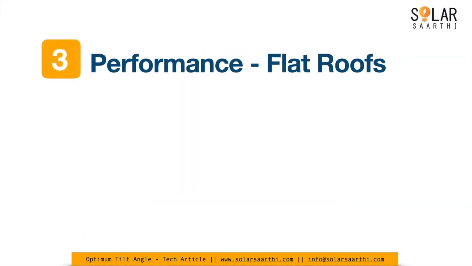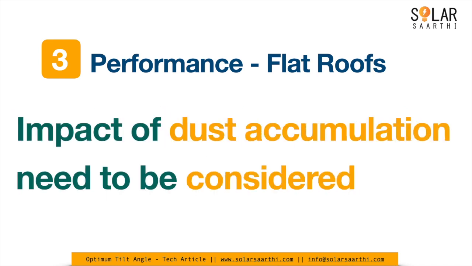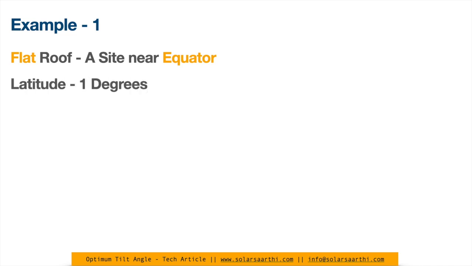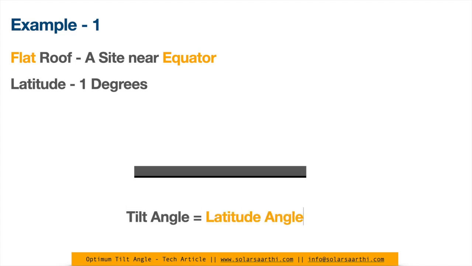The third is performance issues on flat roofs. The impact of dust accumulation needs to be considered. Now let's see what that is. For example, I have a flat roof where I'm planning to install solar PV modules and the site is near the equator. Let's say the latitude of that site is 1 degree. Now again, if I go by the thumb rule, the optimum tilt angle for this site should be between 0 and 1 degrees. That means I need to lay my solar PV modules flat on the roof.